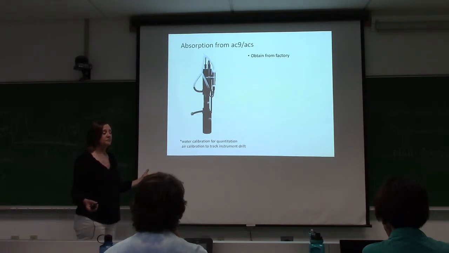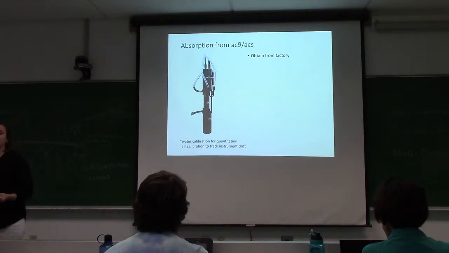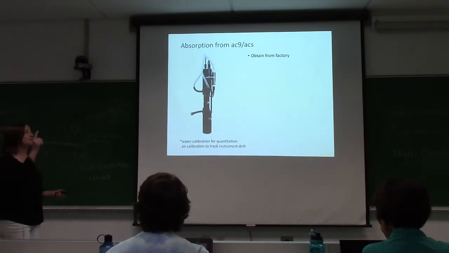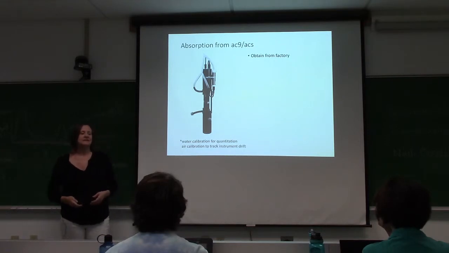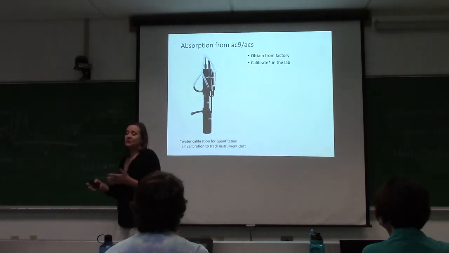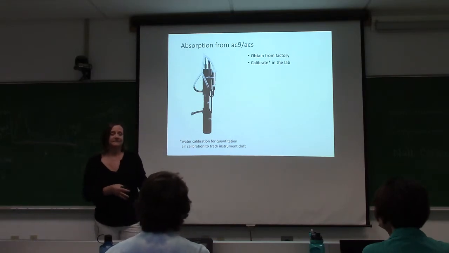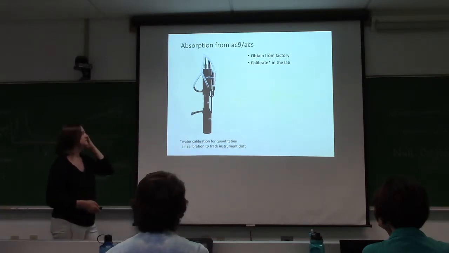Okay. So you're so excited, you get your ACS from the factory. You are ready to go out and jump on a boat and start making some measurements. What's the first thing you're going to do? Calibrate it. Gold star, yes. Calibrate it in the lab. Because you don't know what happened to it while it was being shipped, right? So do a water calibration, do a bunch of other things, but calibrate it in the lab.